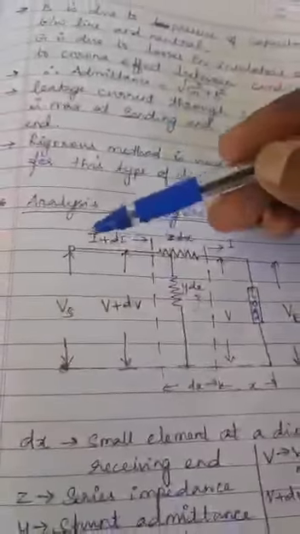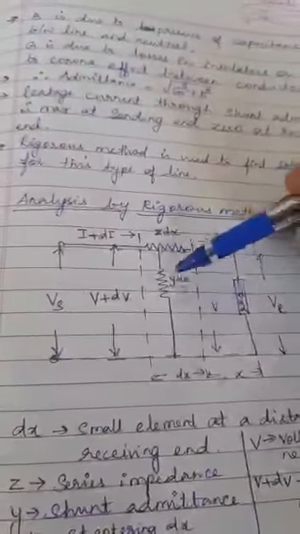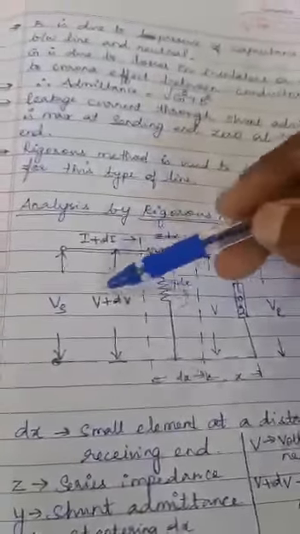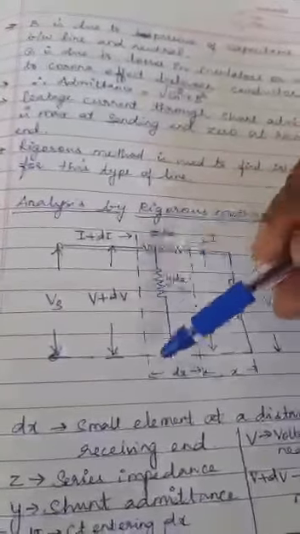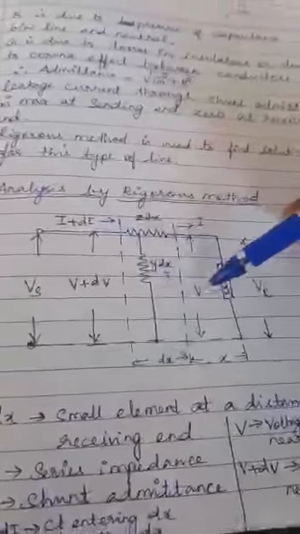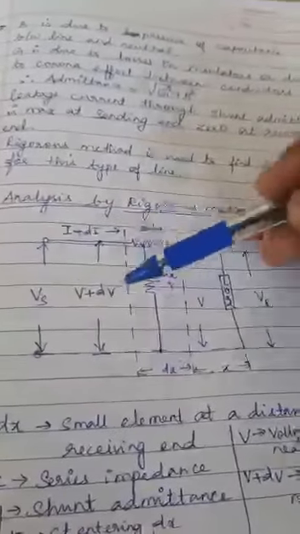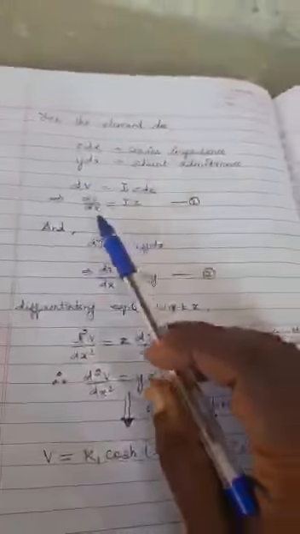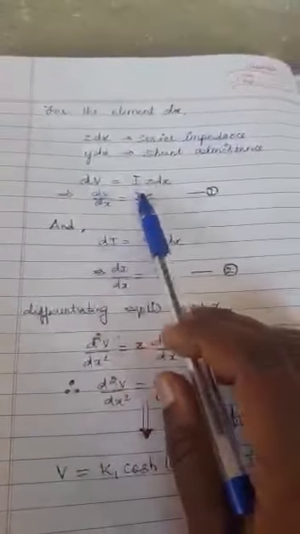Now if you see from this diagram, I plus dI is the total current entering the element, so dI will be the current flowing through this admittance, and V plus dV is the total voltage across this element, and this dV will be the voltage across the series impedance. So dI can be calculated from the product of V and y dx, and dV can be calculated from the product of I and z dx. So this I have shown here. So dV, as I said earlier, is I into z dx.